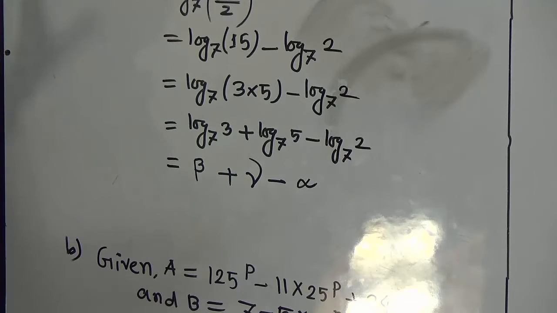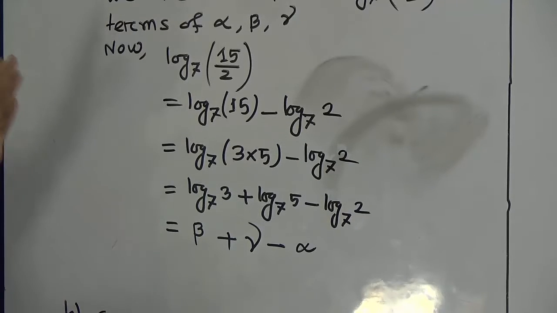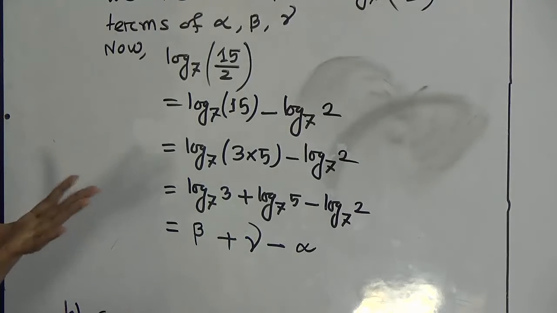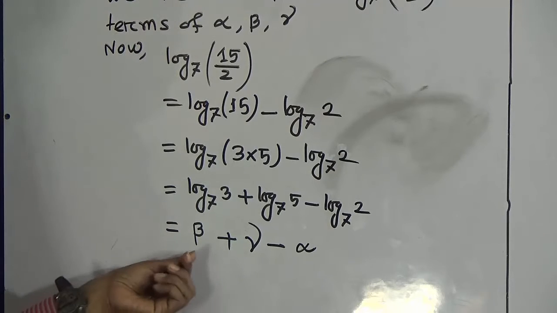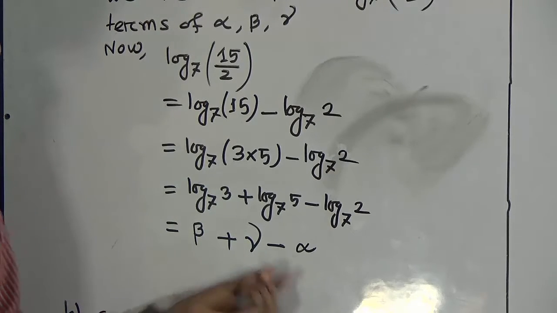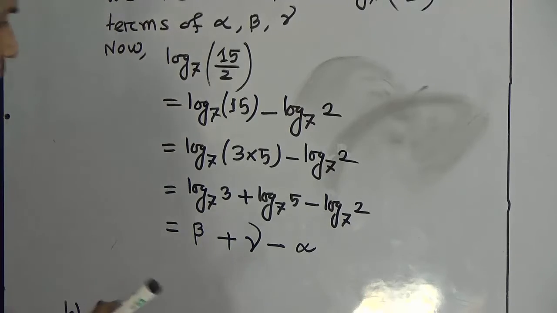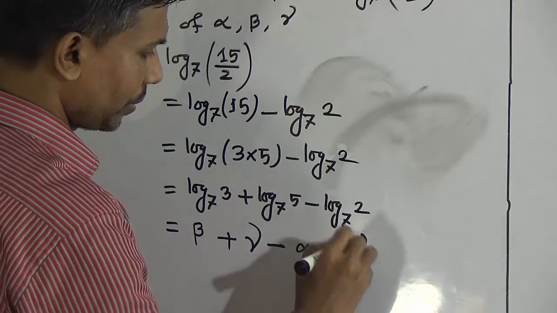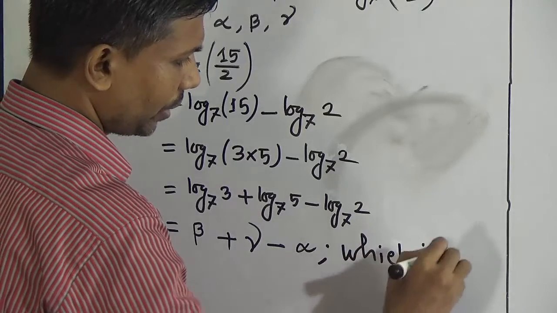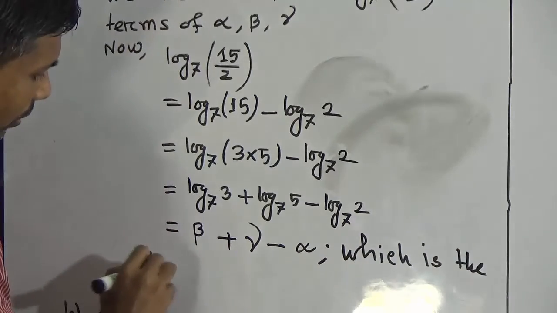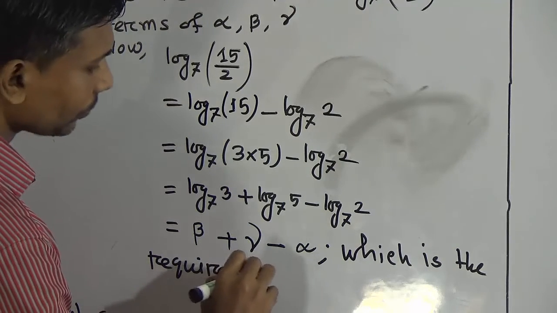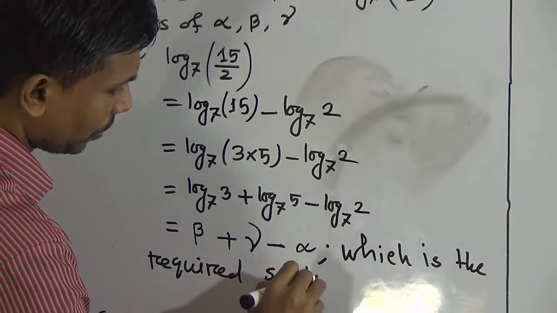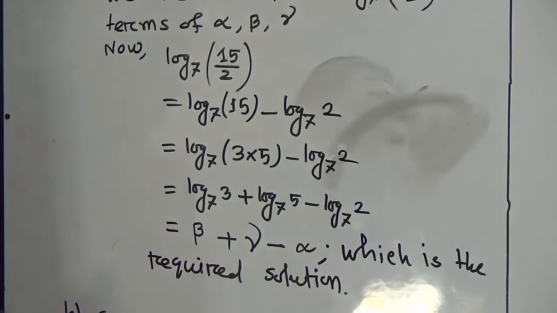Okay student, look, our question is, you have to express log 7 15 by 2 in terms of alpha, beta, gamma. You see, we have expressed log 7 15 by 2 here in beta, gamma and alpha. Okay, which is the required solution. Okay, now write, the required solution.